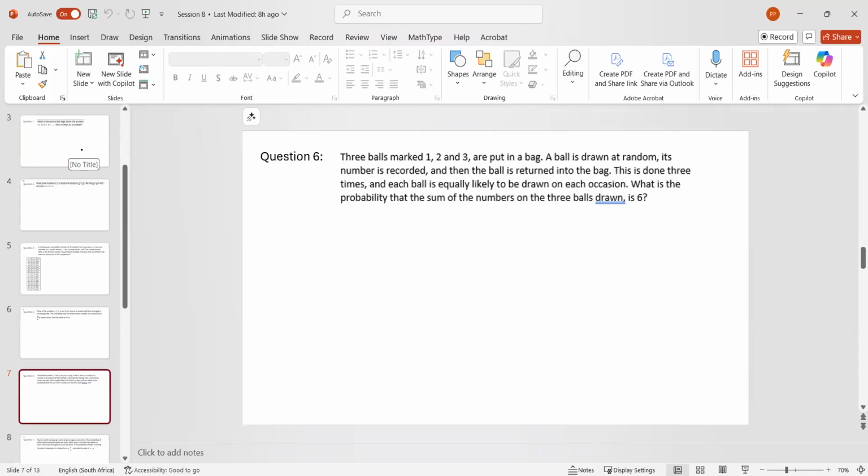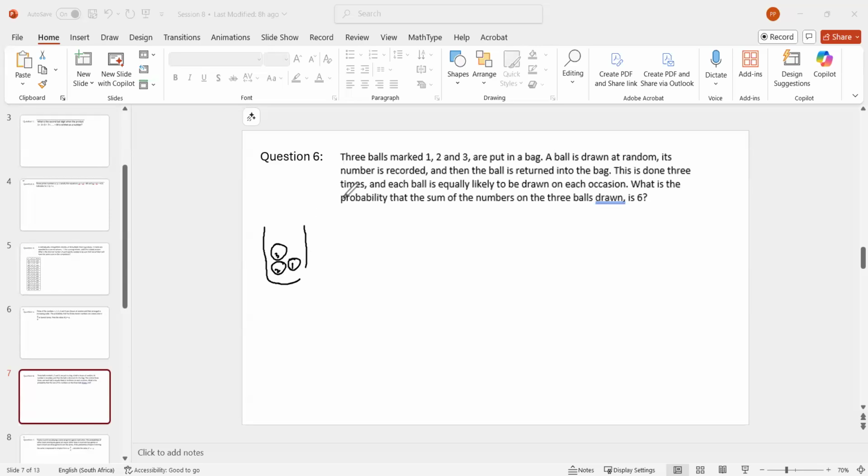Right, so now in this problem here, you got 3 balls which are marked 1, 2, and 3, and you are asked to, they are put in a bag. A ball is drawn at random. So you get a bag and you got 3, right? And they are marked 1, 2, 3 like that, right?